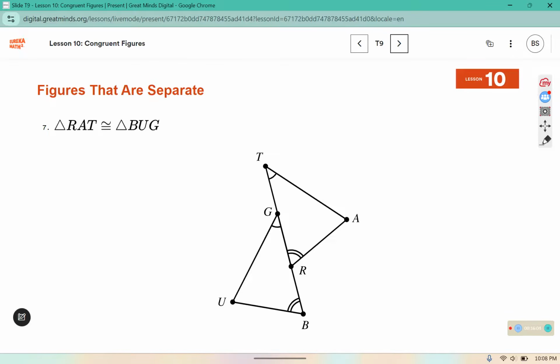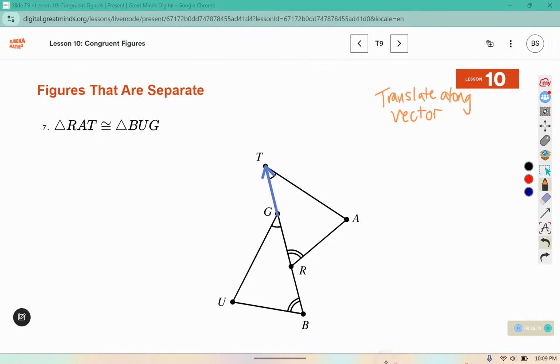Number 7. I see T and G match up, B and R match up. So I'm going to start by translating to get G and T to line up. So translate along vector G to T, include that little half arrow.